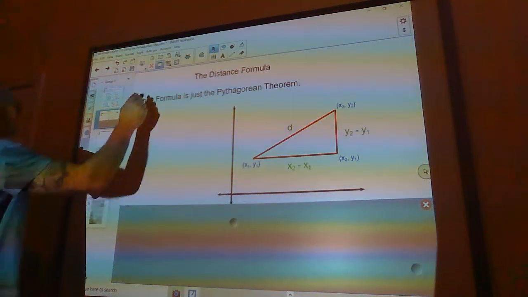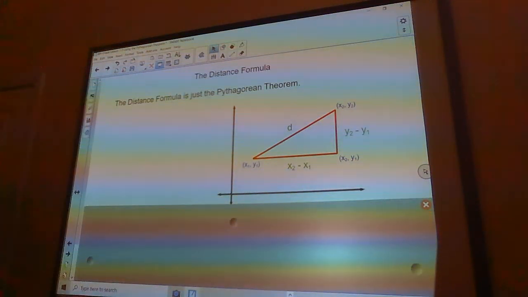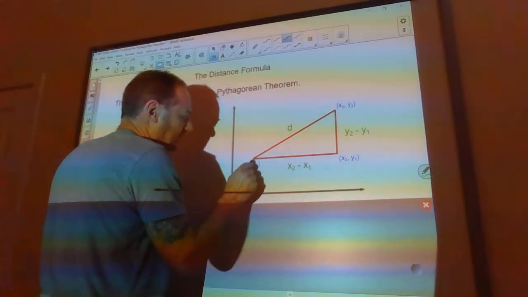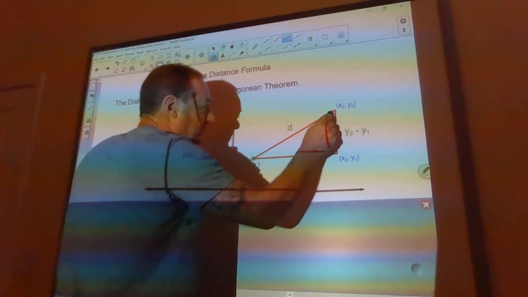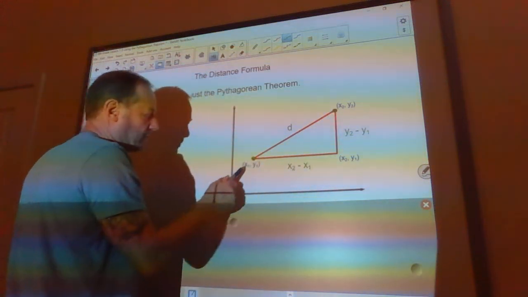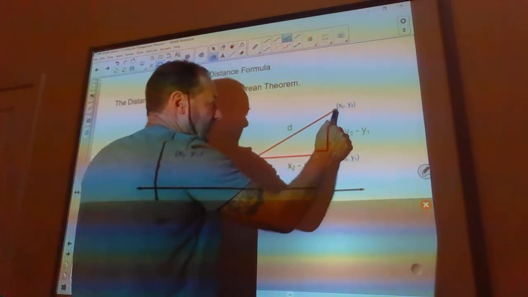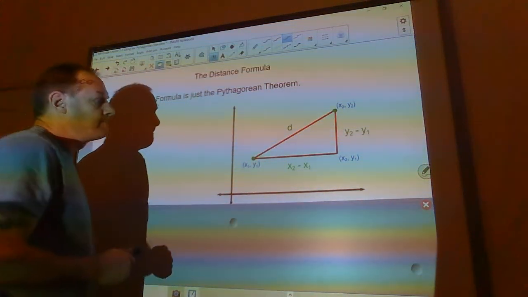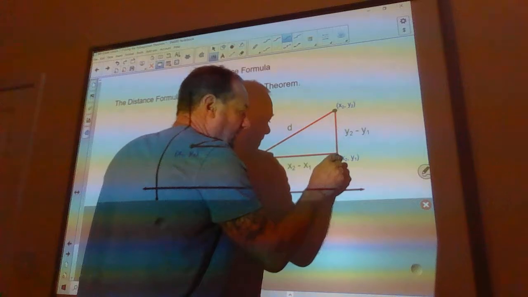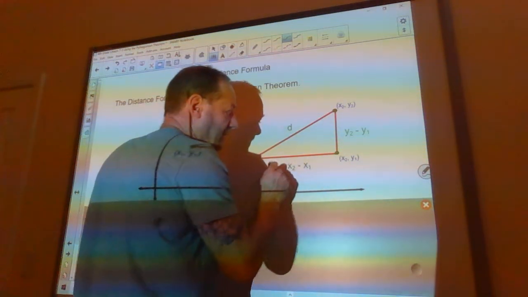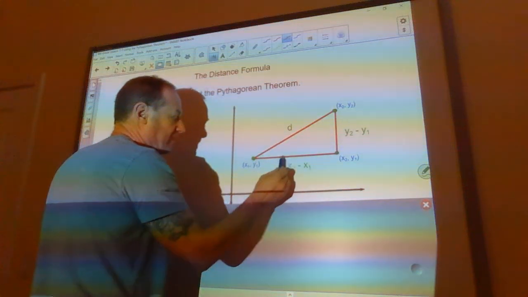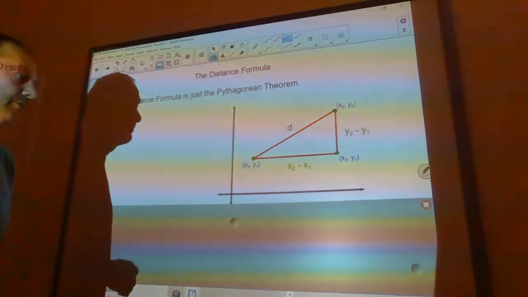All right. So, here I have a point right here, and I've got another point right here. Okay, this is the point x1, y1. This is the point x2, y2. This looks like a slope triangle, right? We did this with slope. Now, this is the point x2, y1, because it has the same x coordinate as this one, and it has the same y coordinate as this one.